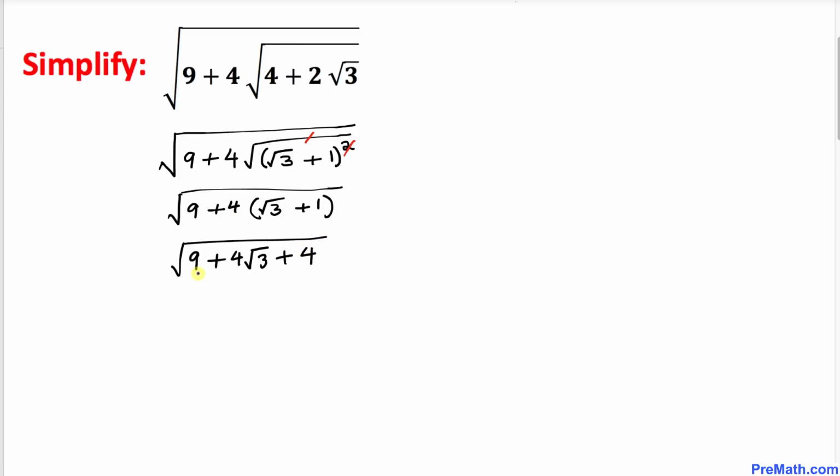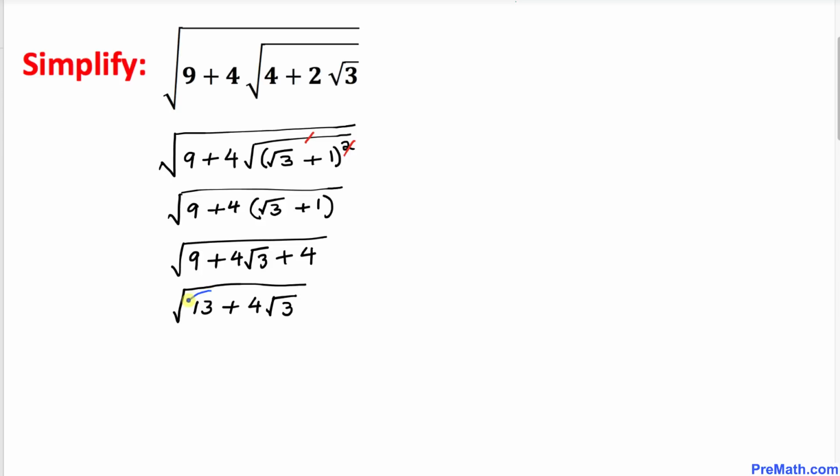Now let's go ahead and combine the like terms. 9 plus 4 is going to give us 13. So therefore we got square root of 13 plus 4 times square root of 3. And here's our next step.